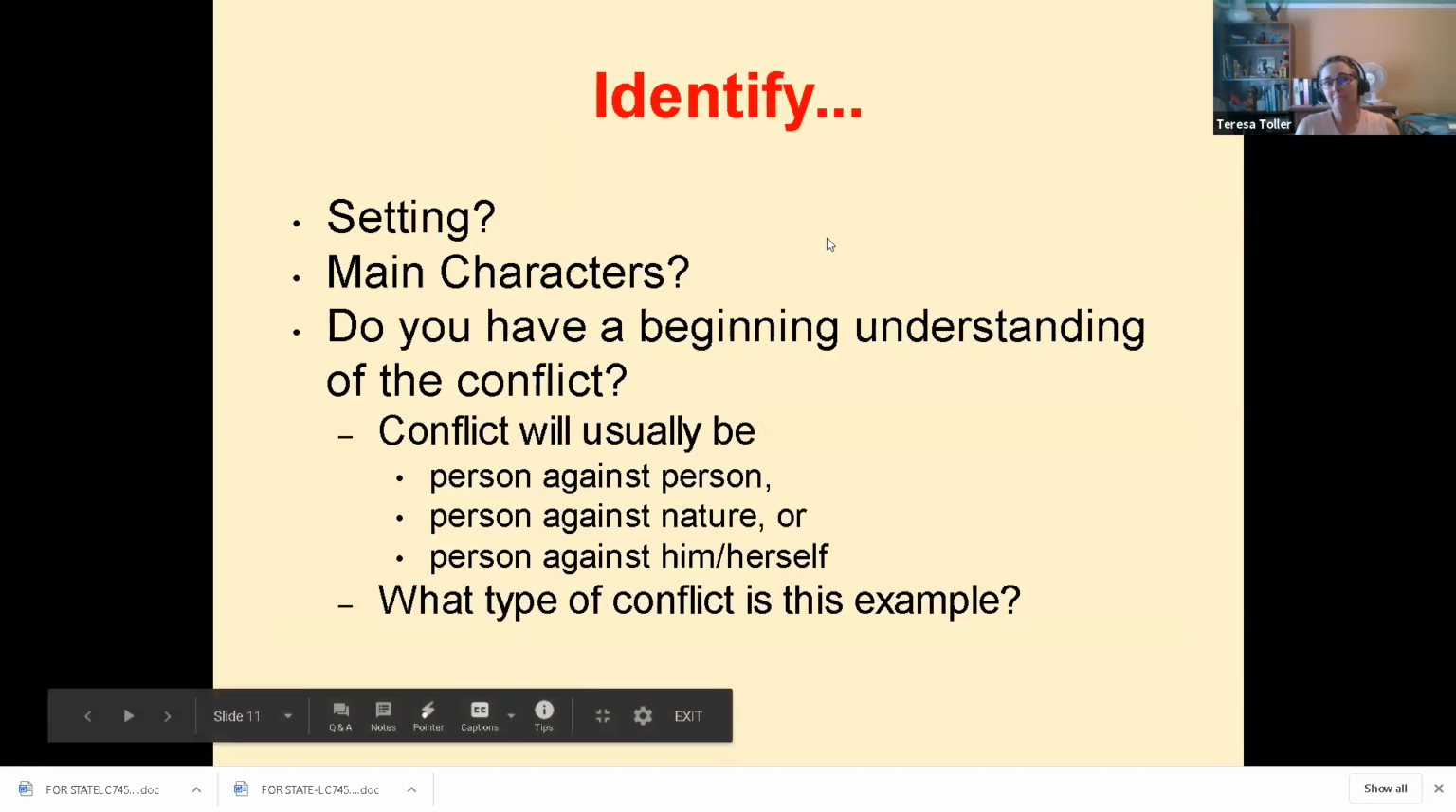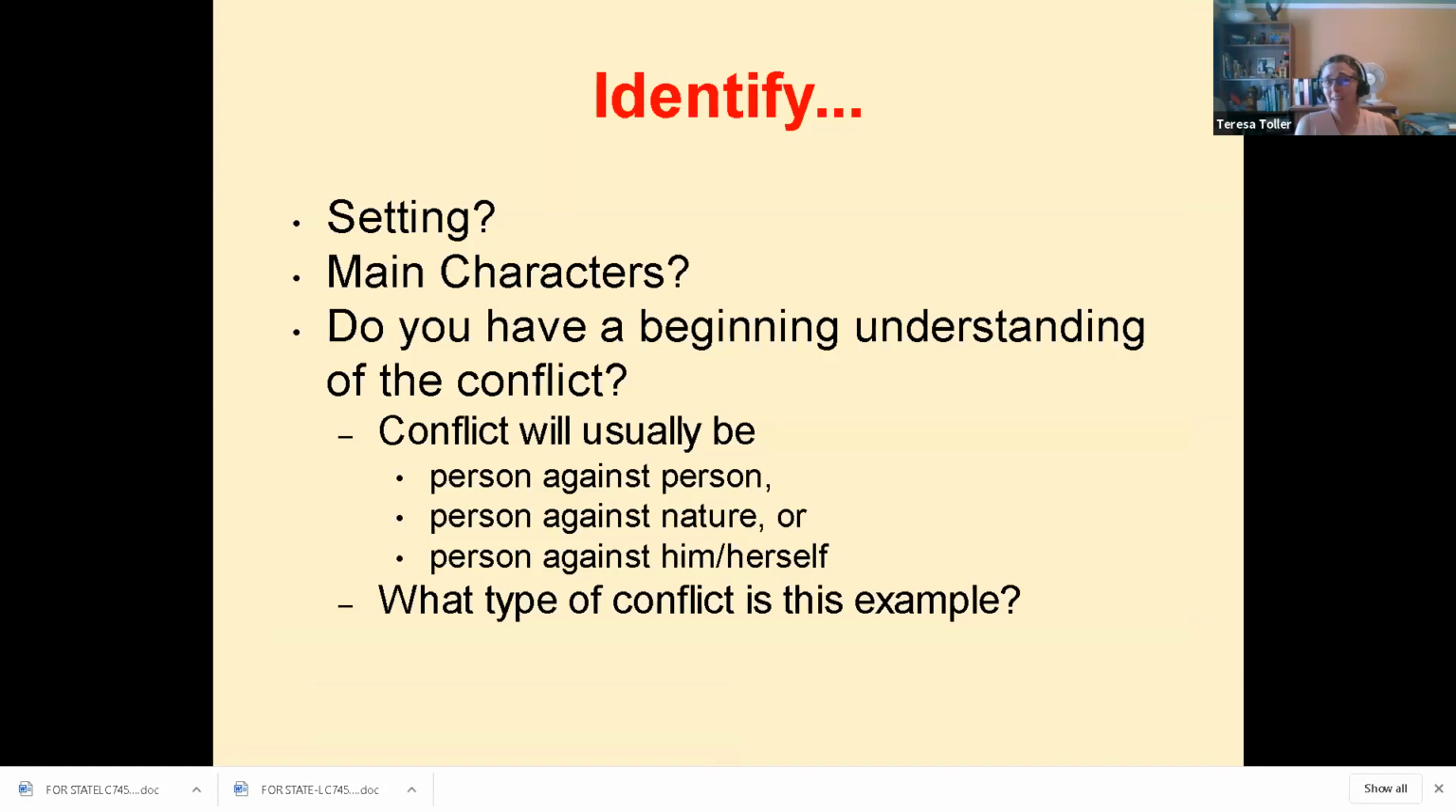So what's the setting? In this case, the setting is fairy tale land. We don't know really what time period. It would be maybe in medieval times when they lived in castles and went to a ball at the king's palace. The main characters, we've been introduced to the four people that are the main characters. And do we have a beginning understanding of the conflict?